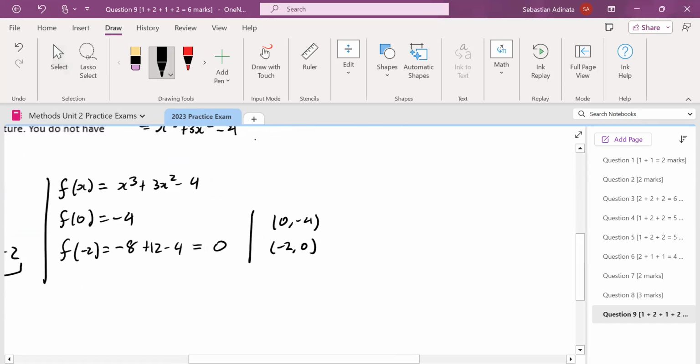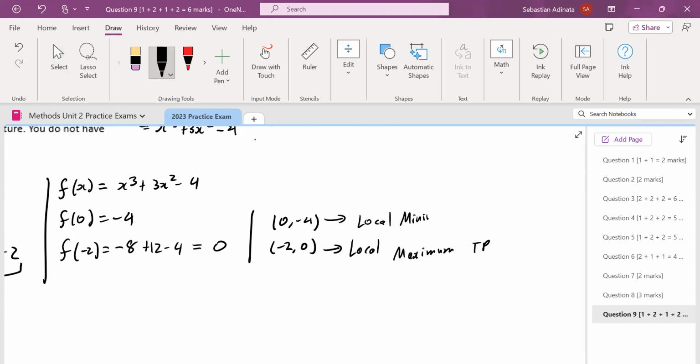Now, just from seeing this y value is negative and this y value is positive, this is going to be a local maximum and this is going to be a local minimum. Because if there's two turning points, the one that's smaller or lower down in terms of y will be the minimum, and the one that's bigger in terms of y will be the maximum.